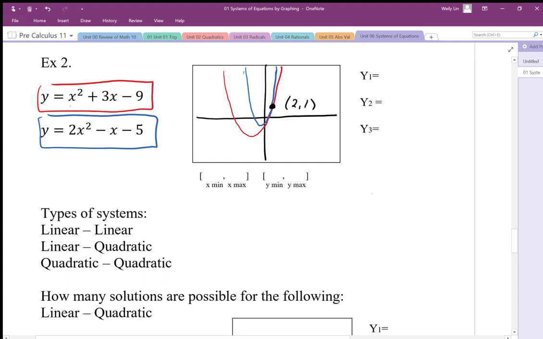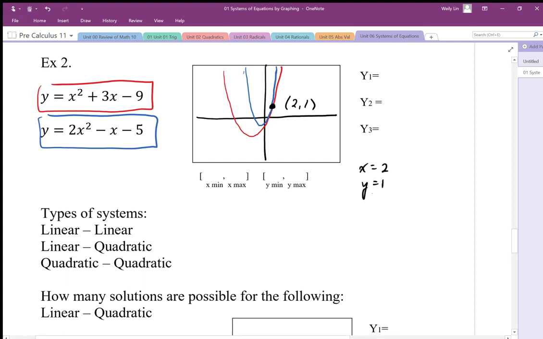So just double checking that. x equals 2, y equals 1. 2 squared times 2 is going to be 8, minus 2 squared, 8, minus 2, minus 5, it's going to be 1. So our intersection looks like this. Our solution for this then is x equals 2, y equals 1.